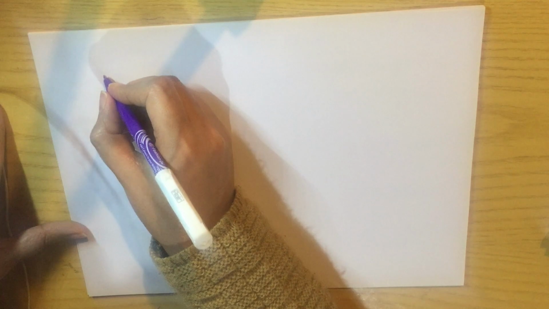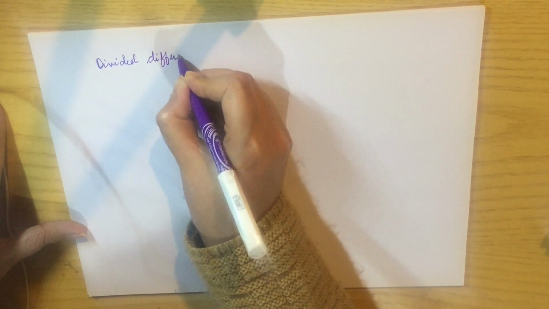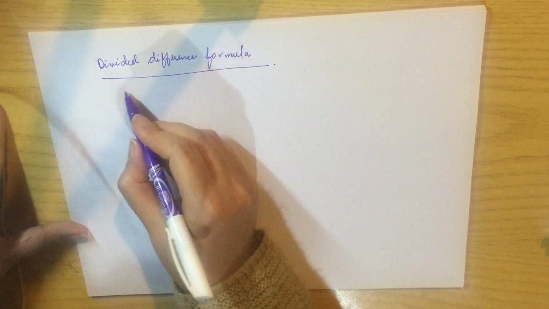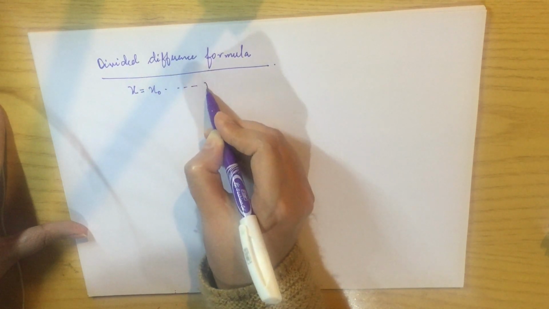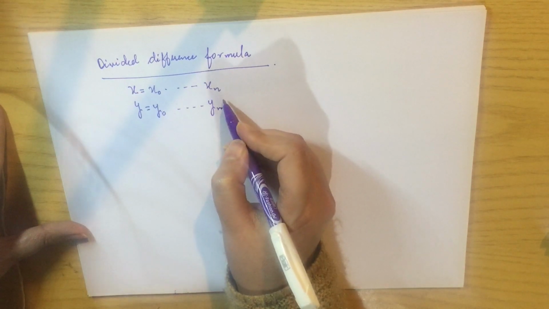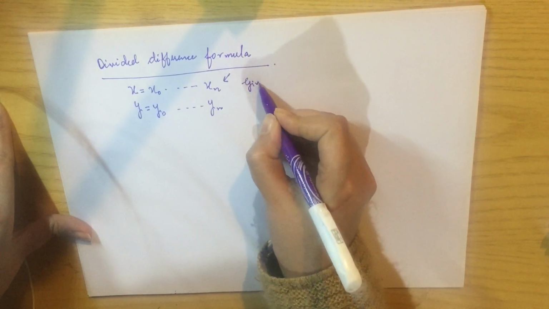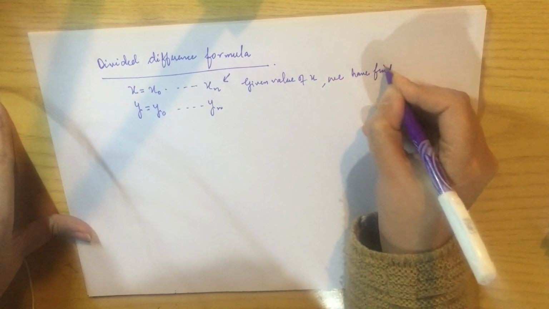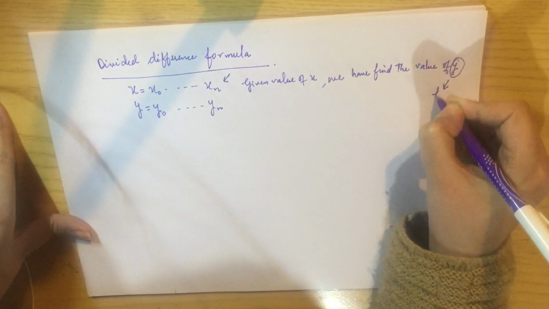Now I will discuss the formula of Newton's divided difference. For example, we are given the points of x from x0 to xn, and similarly the points of y from y0 to yn. Now, at a given value of x, suppose in a question we have to find the value of y, or we can say f of x.